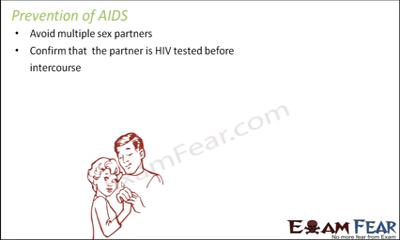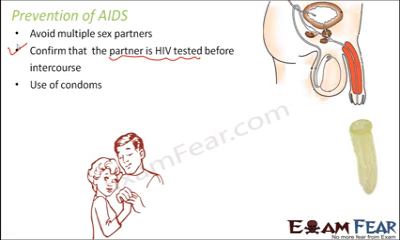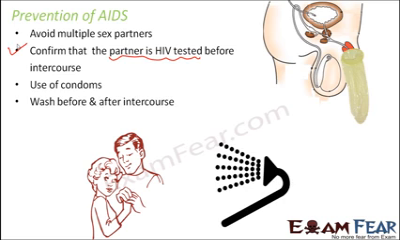Confirm that the partner is HIV tested before intercourse. This is extremely important, because sexual contact is the most important means by which AIDS can be transmitted. Use of condoms: use of condoms helps in preventing the transmission of AIDS, so it should be used. Wash before and after intercourse. This also helps to maintain personal hygiene, and it also helps to prevent the transmission to some extent.